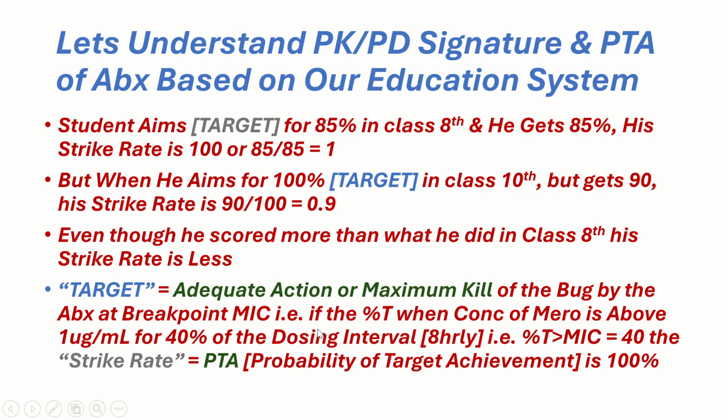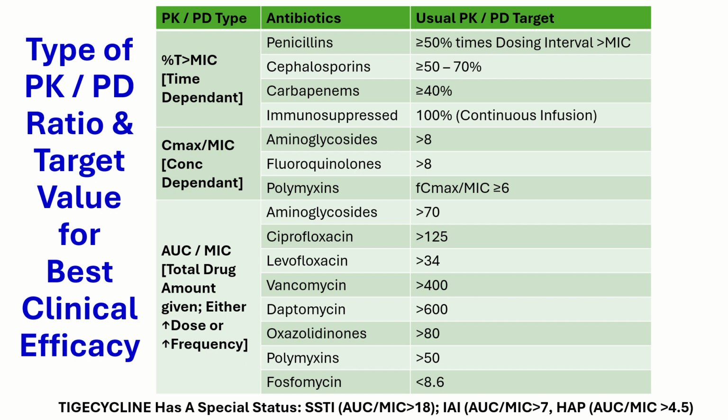Now, if we extrapolate the same thing, if the MIC of this isolate went to as high as 2, would the probability of target attainment be achieved, because now the bug is a little more resistant? In that case, I will have to either change my dosing, increase the frequency, or increase the concentration, depending on the pharmacokinetics and pharmacodynamics of the particular drug. So that is the purpose of informing what the different PKPD targets are.